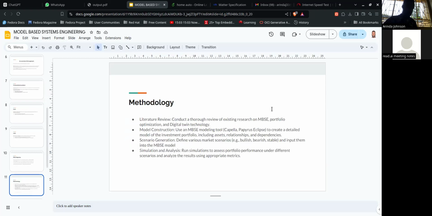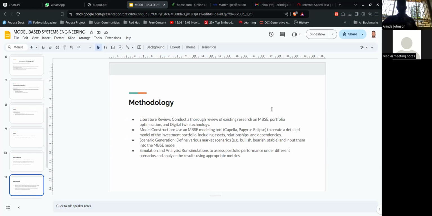And this was the methodology. This is the methodology that I'm going to adopt. I'll have to make extensive research through reading various literatures and see how people leverage these technologies of MBSE, portfolio optimization, and digital twins. Then I will use an open source modeling tool, probably Capella, because I failed to use Papyrus, to create a detailed model of the investment portfolio, including the various assets, relationships, and dependencies.